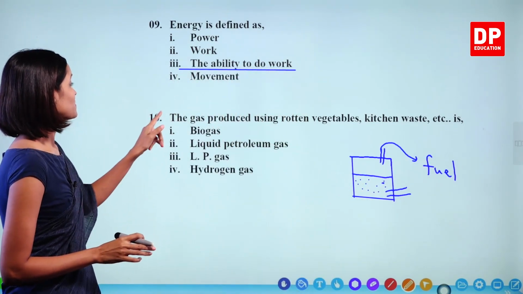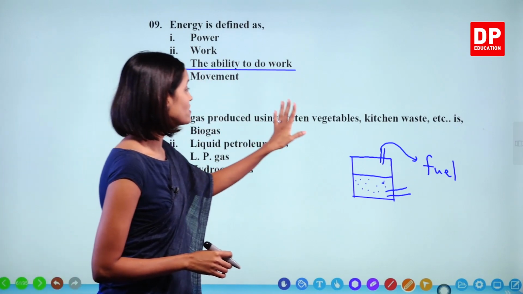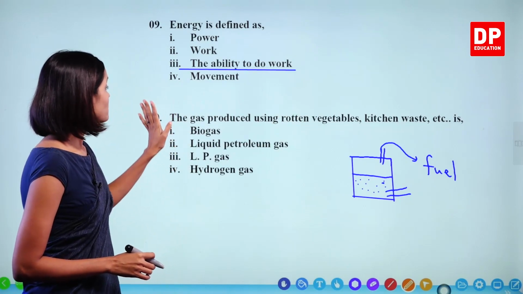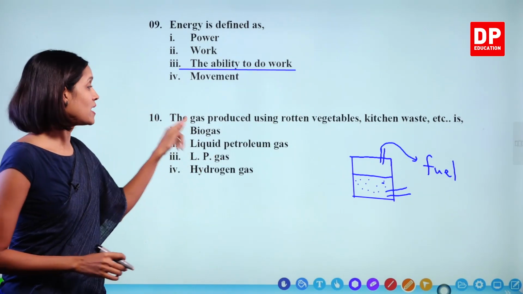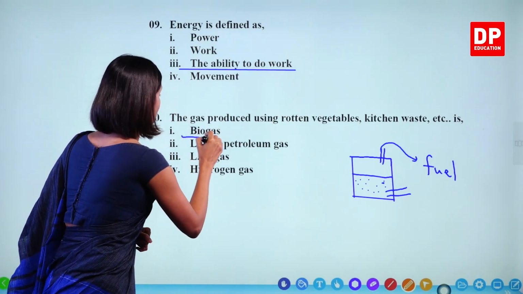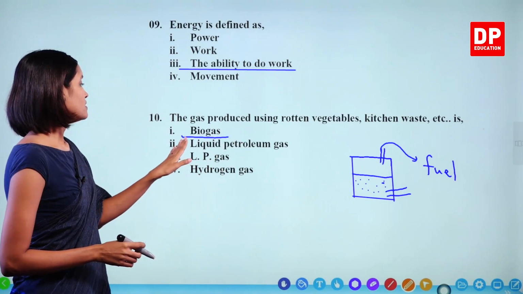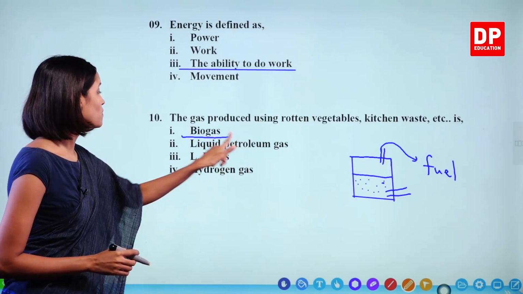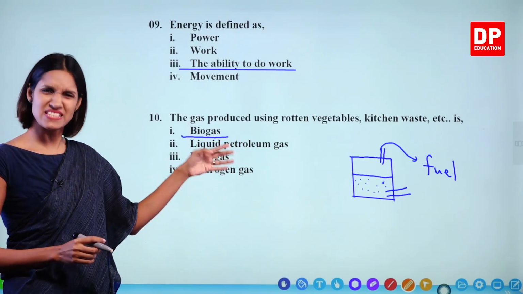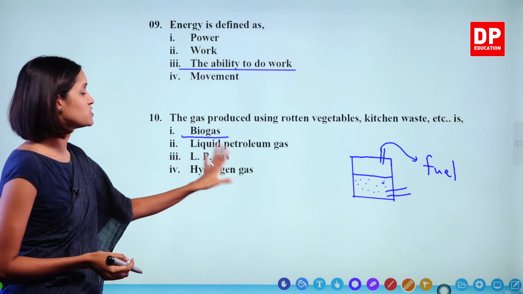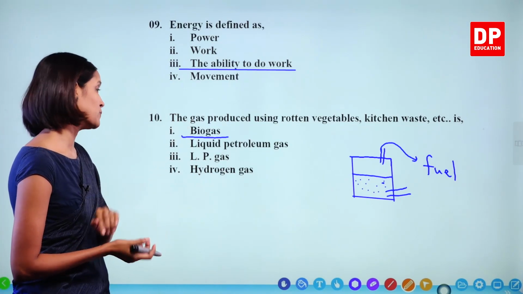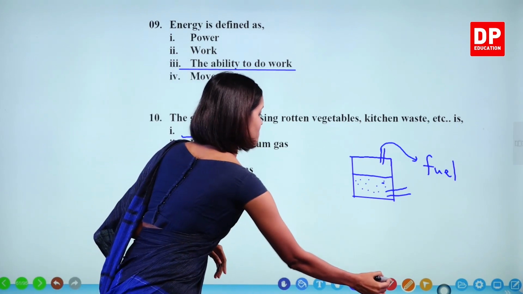Understand children? So the gas produced using rotten vegetables and kitchen waste comes under biomass. So what is the gas? Biogas. Liquid petroleum gas means LP gas, here given as LP gas. They are both the same. And hydrogen gas, they are not the answers. The answer is biogas.